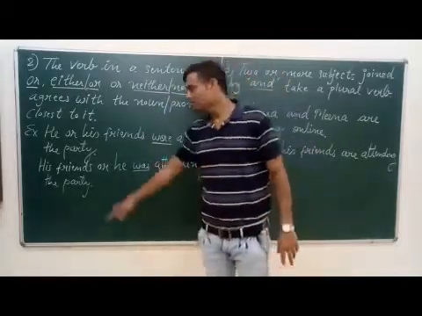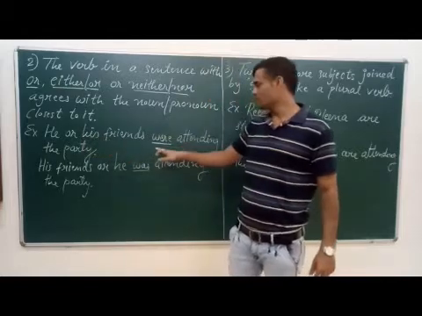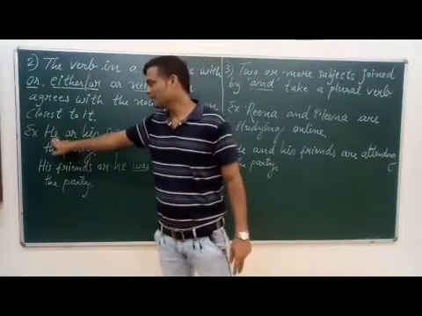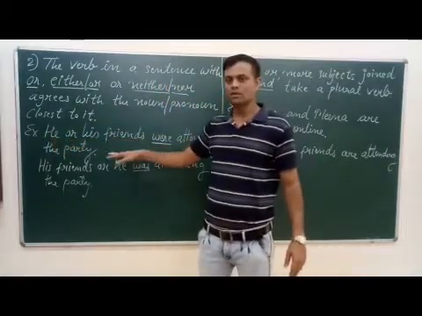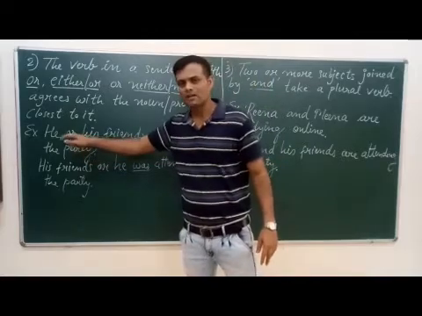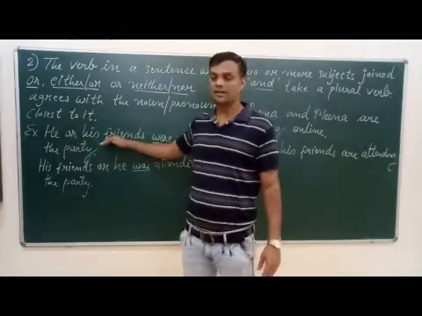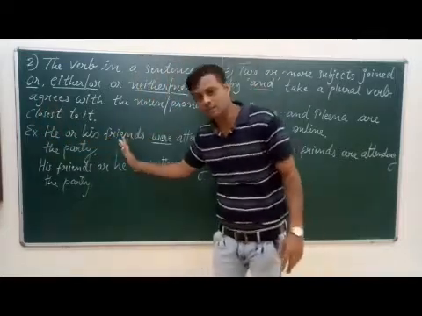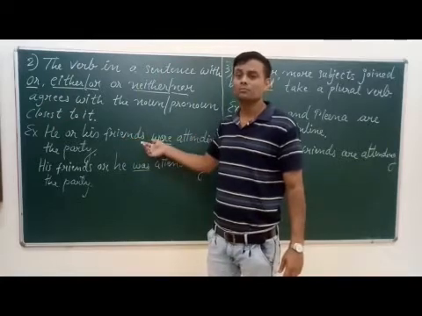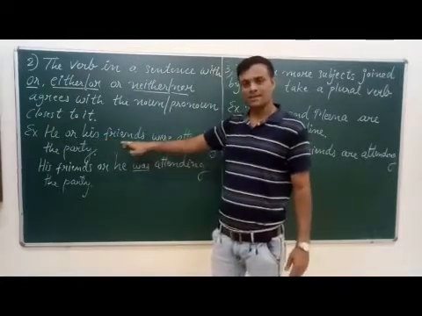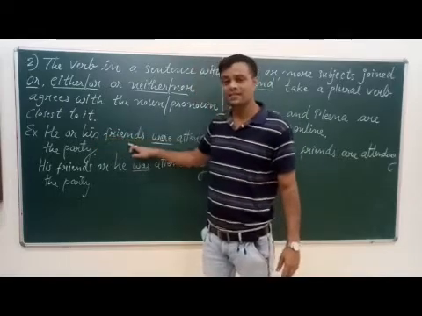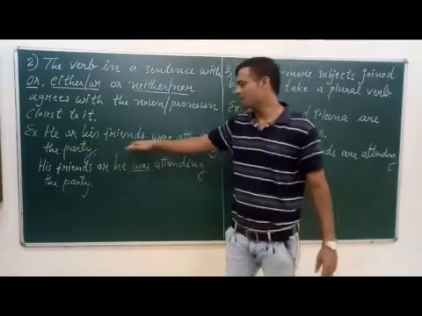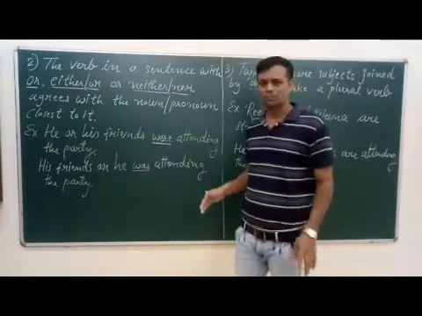Explaining here with an example, he or his friends were attending the party. See, in this sentence, two subjects, he and his friends, both are joined with or. But what is the second subject? His friends. He is the first subject, and his friends is the second subject. So we have to use the verb as per the second subject. And the second subject is plural, his friends, that is why we have to use a plural verb. So, he or his friends were attending the party.